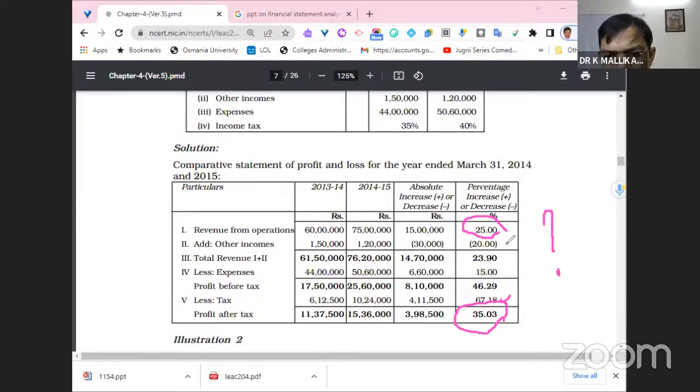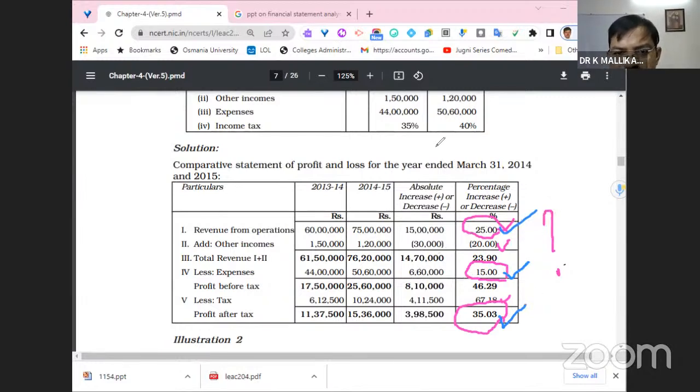Here other incomes also decrease. See that here the sales are increased by 25%, but other incomes are decreased by 20%. At the same time, expenses are increased only 15%. Expenses are increased only 15%, whereas sales are increased 25%, and profit after tax increased by 35.03%. So like that we are interpreting the statements.